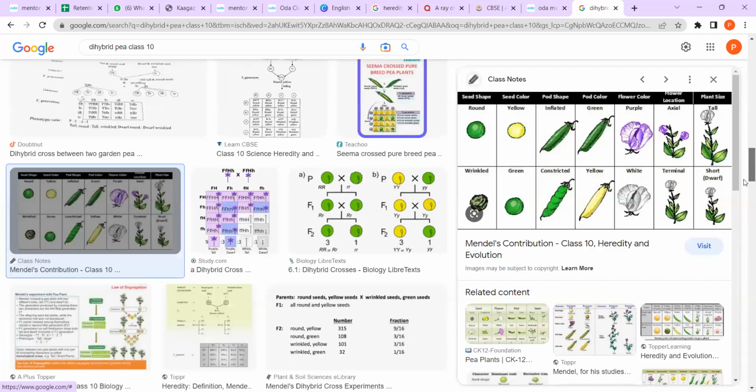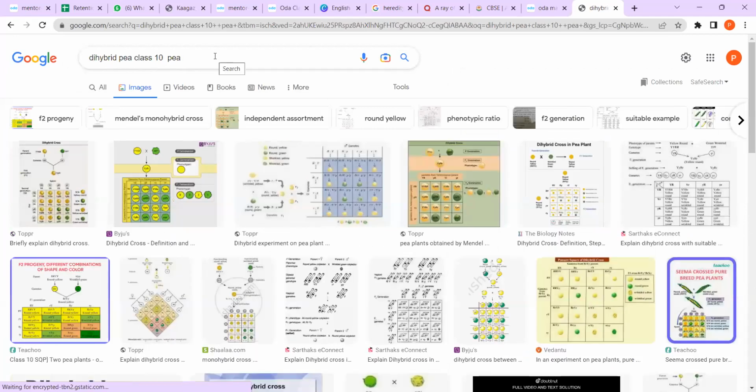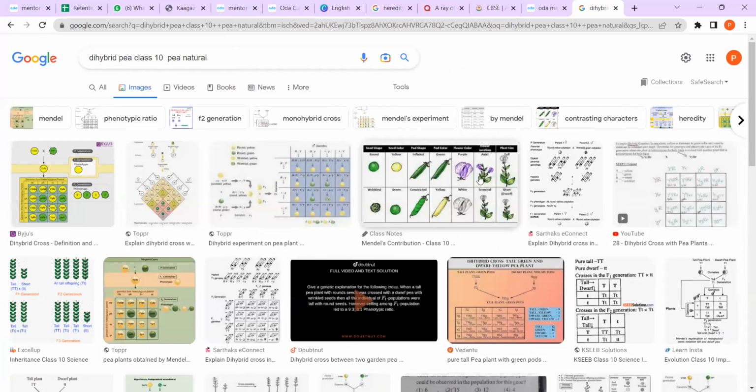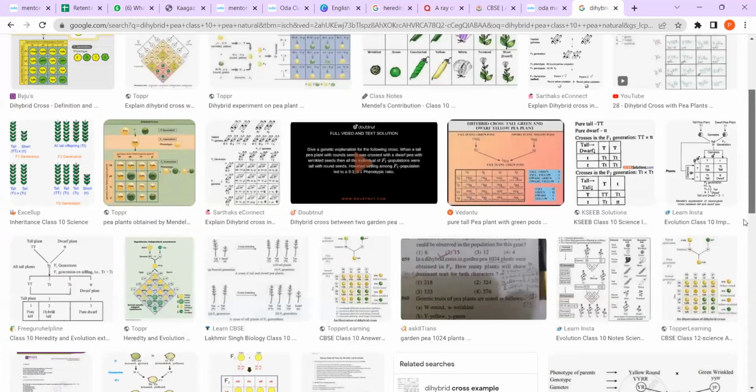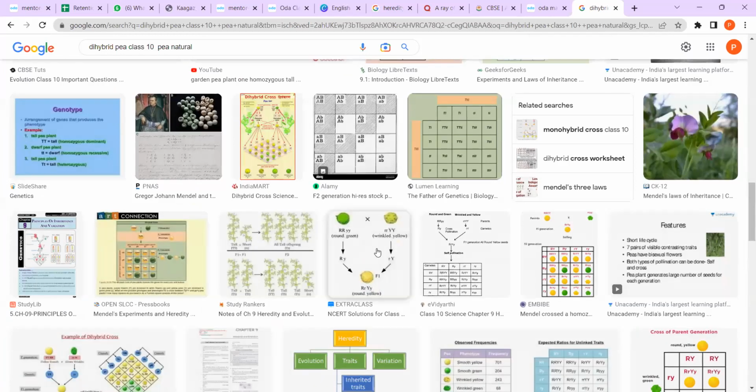Yellow color. Actually, I want to see some natural pea. I want to see actually. Only like it is diagram only.